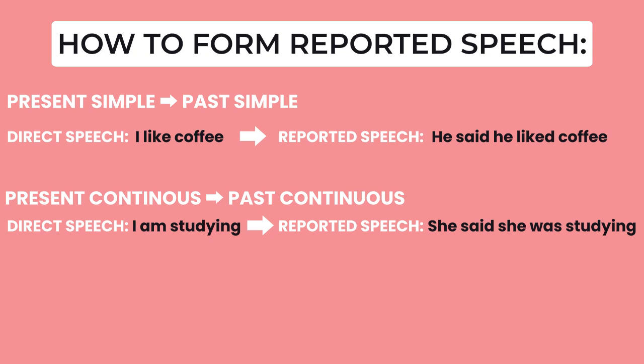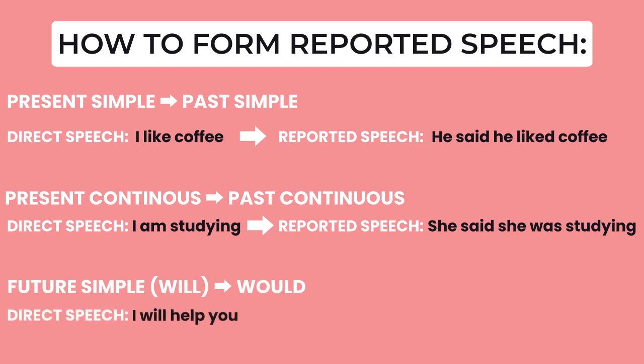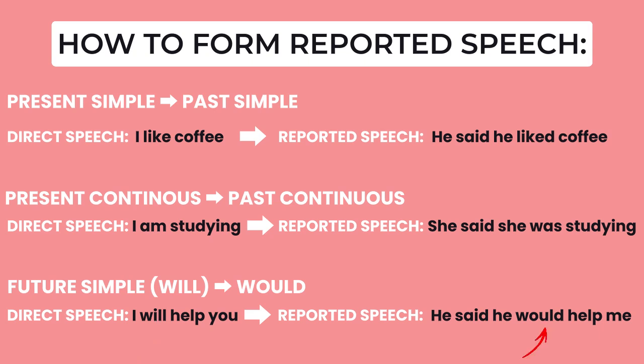How do we talk about will? If the direct speech was, "I will help you," in reported speech, this becomes, "He said he would help me." Notice how will becomes would. This is a very common mistake for students. So remember, if you hear will in direct speech, it almost always becomes would in reported speech.